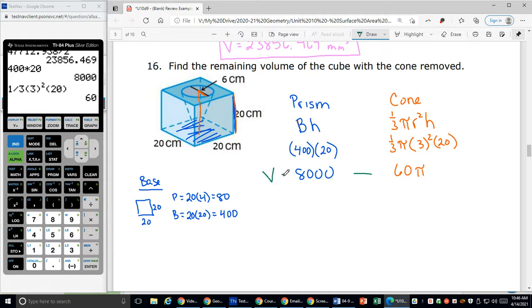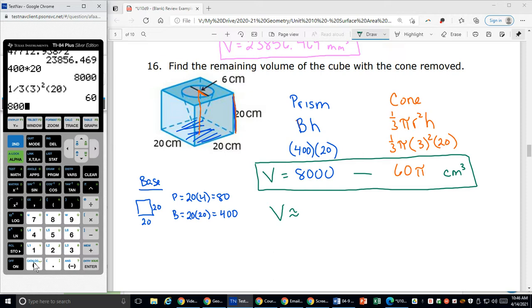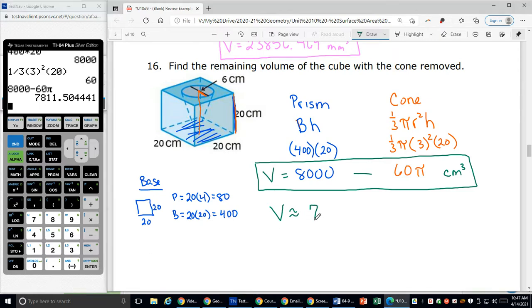Okay, to find my volume, I am taking the cone out of the prism. So my volume is going to be 8,000 minus 60 pi. Now, because one has a pi on it and the other doesn't, this is my exact answer. I can't do anything better than that. Okay, but I can get an approximate answer by putting it in the calculator. 8,000 minus 60 pi gives me a volume of 7,811.504 cubic centimeters. There is my approximate answer.